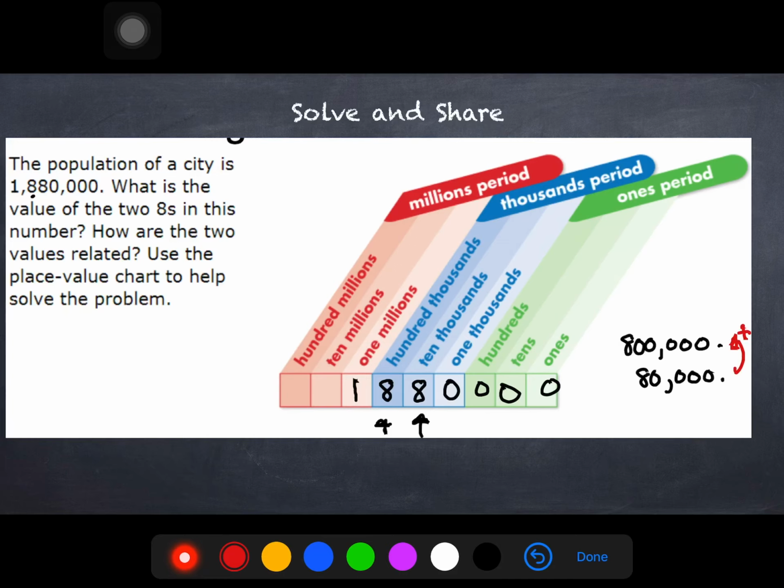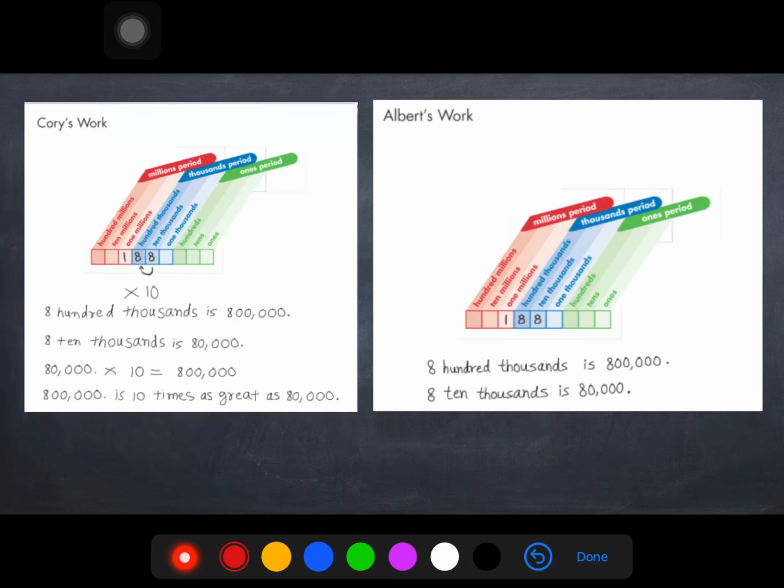800,000 is 10 times more than 80,000. Or 80,000 is 10 times less than 800,000.